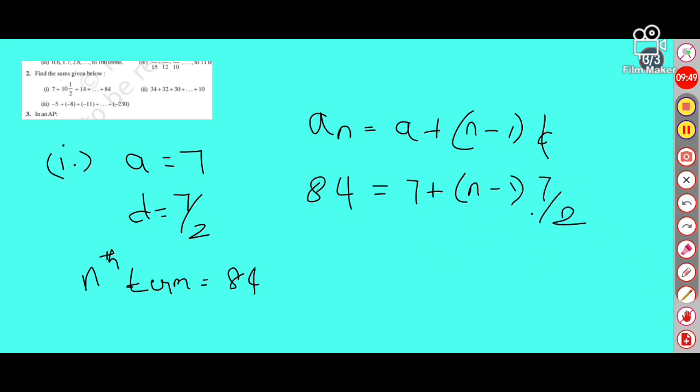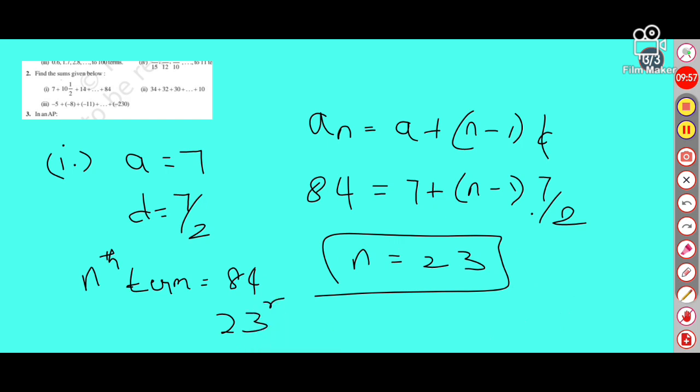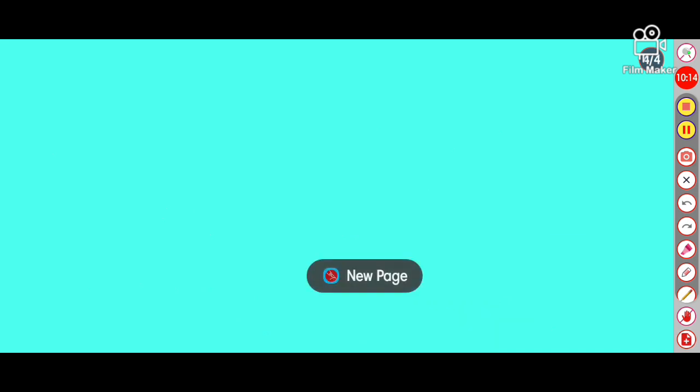Upon simplifying, this is basic maths, I am not wasting time over here. So the value of n is 23. So the 23rd term is 84. So there are 23 terms present in the first subdivision sequence.